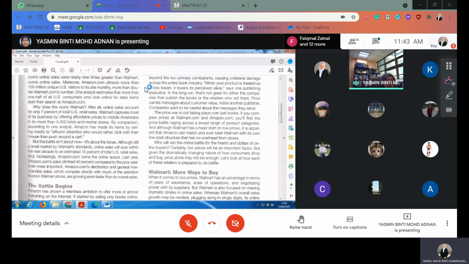Tapi cuma yang saya suka the term tu, affluent urbanites would rather click with their mouse than push around a cart. Maknanya dia tak suka keluar and push the cart around to shopping lah tu ni ya. This can also look into kalau factors tu tengok behavioral factors ya. Not something yang dalam affordability factor. So this is something which kita kena maybe research on further lah kalau nak tengok the trend.